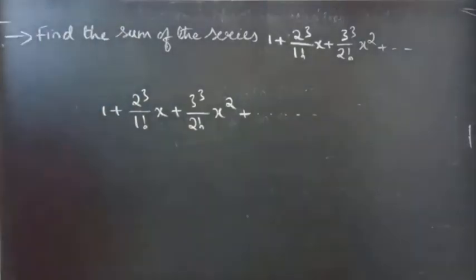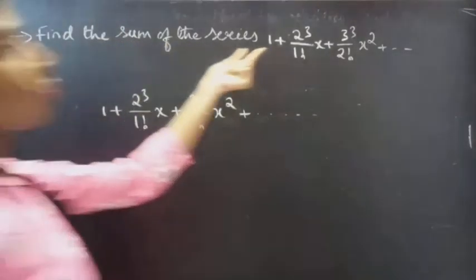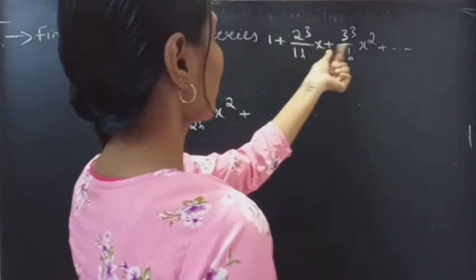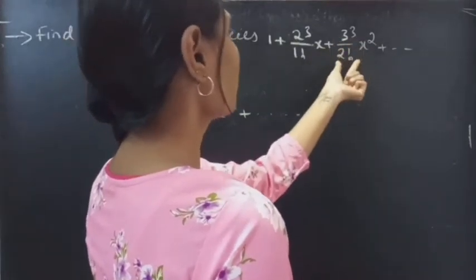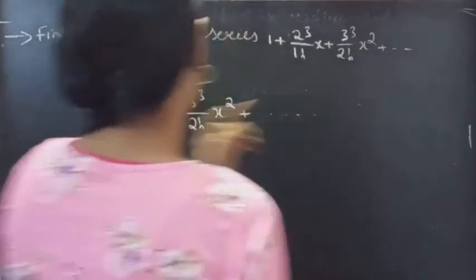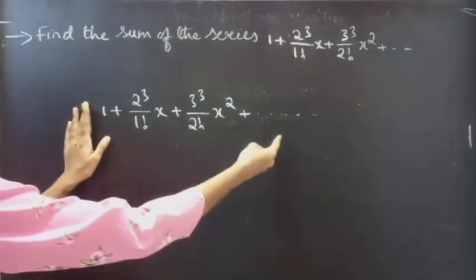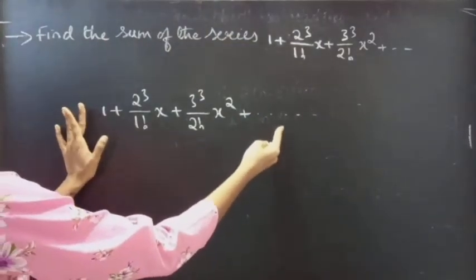So let's get going. Problem: find the sum of the series 1 plus 2 cubed by 1 factorial into x plus 3 cubed by 2 factorial into x square plus so on. So this is a series, right? Given series. So we need to find the sum of the given series.